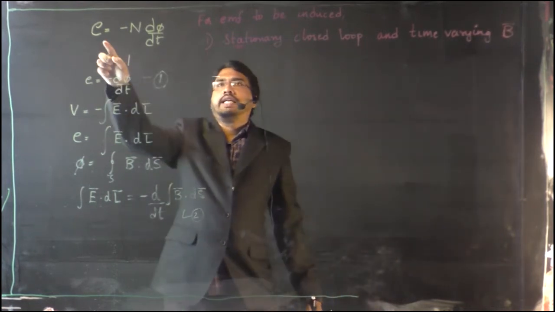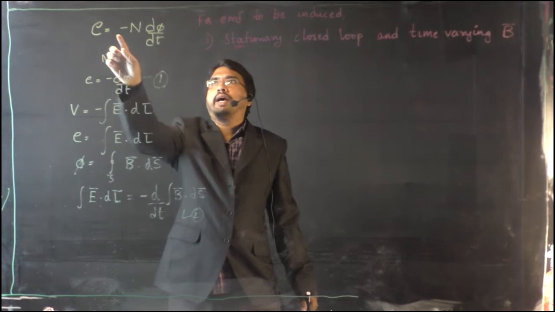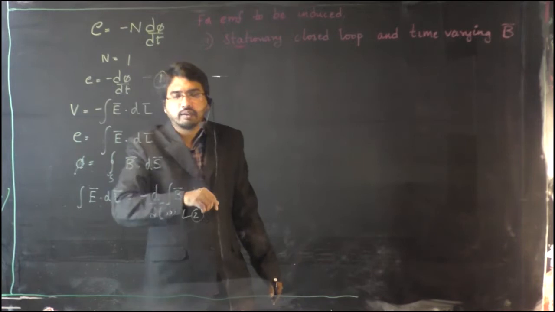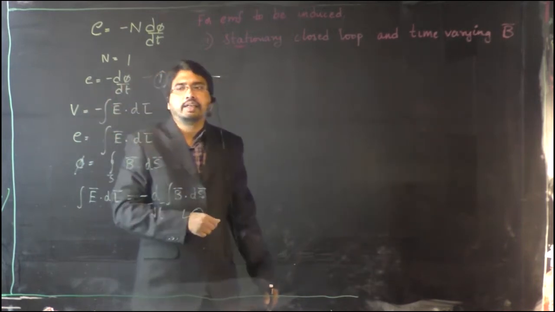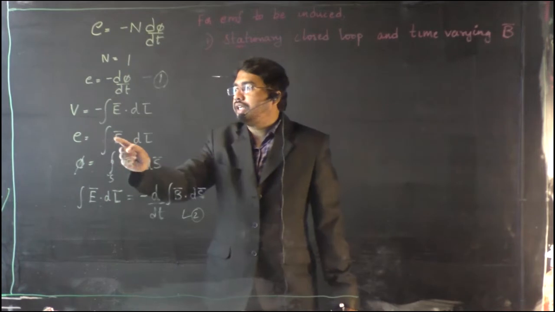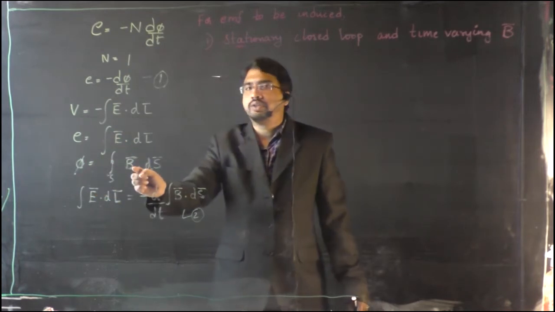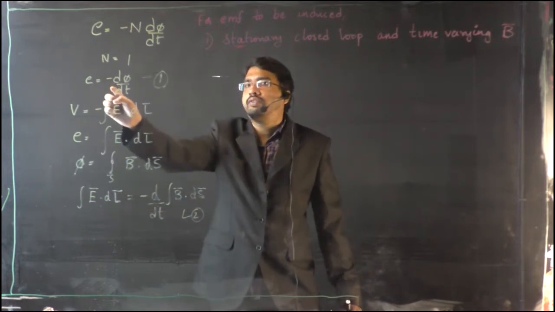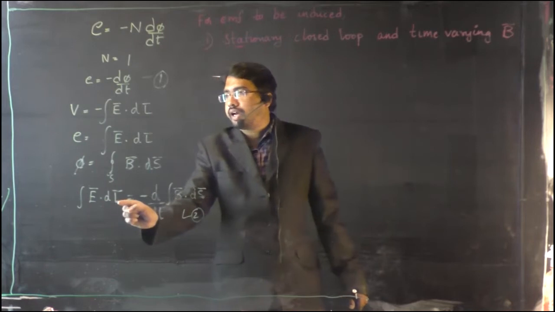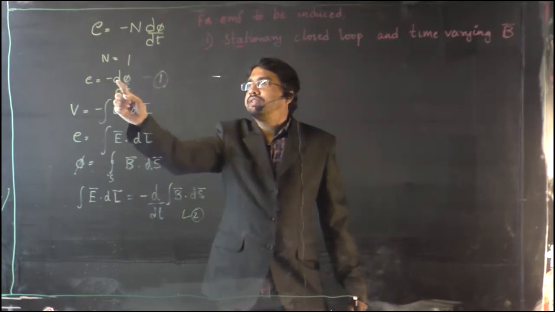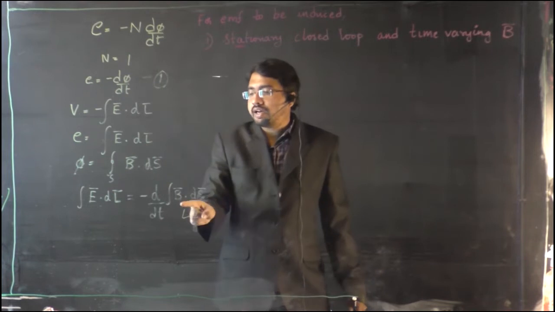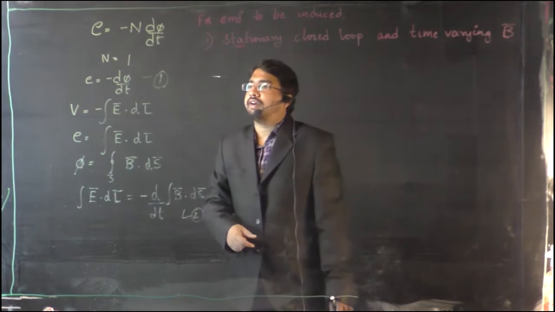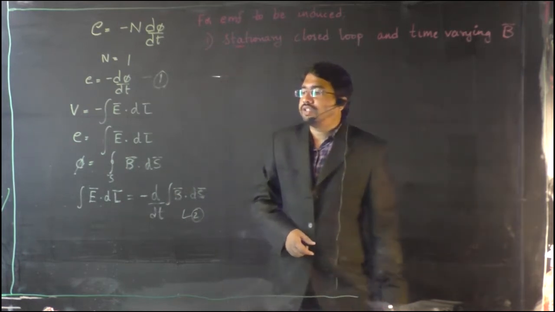So the general form of Faraday's law is E equal to minus n dφ/dt. Suppose I take a single turn alternator, n equal to 1, then E equal to minus dφ/dt. We already know that E equal to integral E bar dot dl bar and φ equal to integral B bar dot ds bar. If I substitute these E and φ values in the first equation, then integral E bar dot dl bar equals minus d/dt of the integral B bar dot ds bar. This is the integral form of Faraday's law of electromagnetic induction, which is very important.